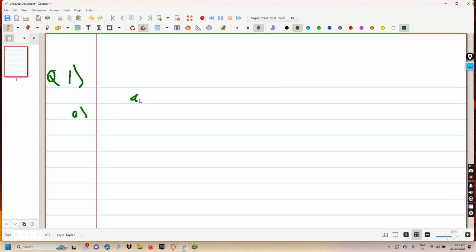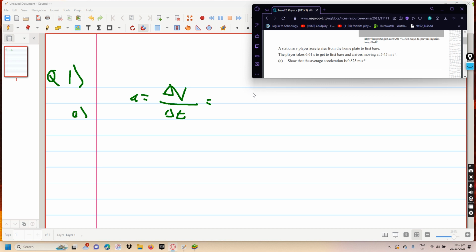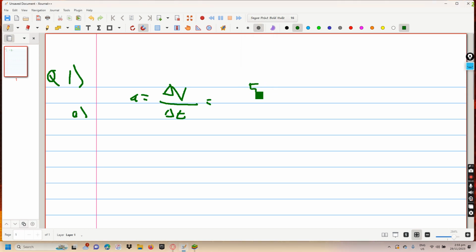You're going to recall that acceleration is equal to change in velocity divided by change in time, which is equal to 5.45 divided by 6.61, and you should get 0.825 meters per second squared. So it's a pretty nice, easy proof question right off the bat.